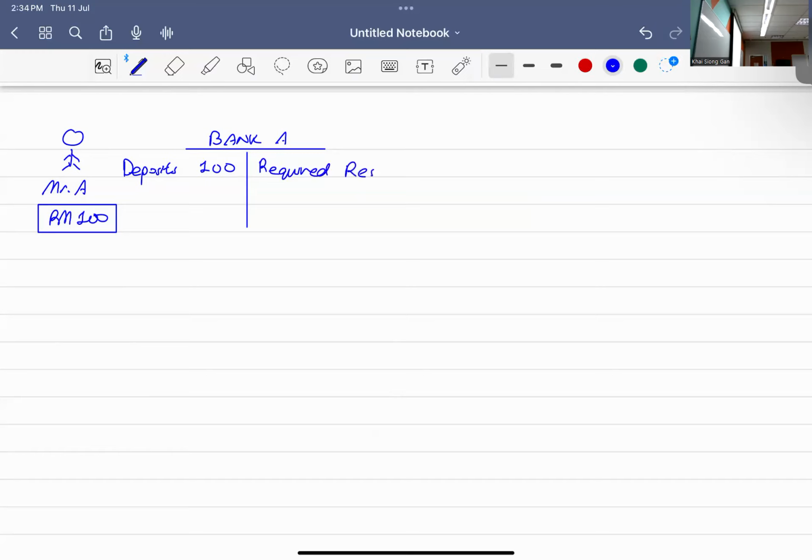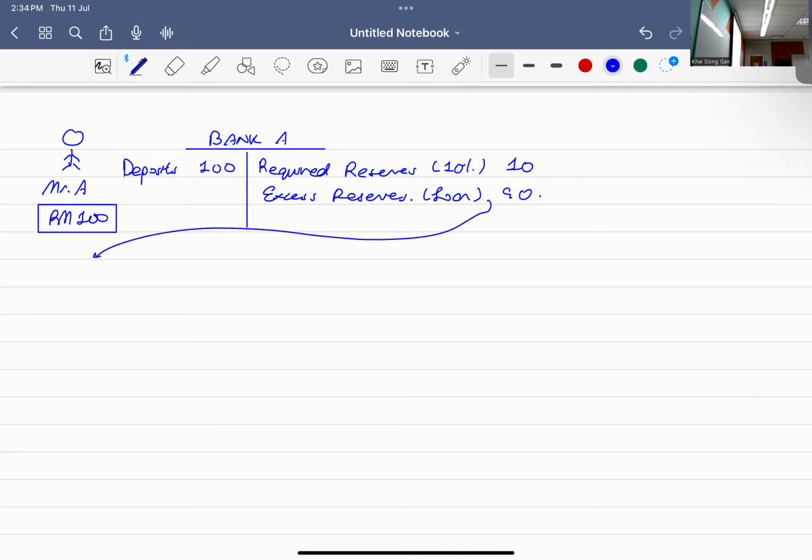Let's say the central bank sets the required reserve at 10%. A 10% required reserve means that of the 100 ringgit, 10% must be kept. How much? 10 ringgit must be kept. The rest is what we call the excess reserve, which means you can lend it to people. It can be used as a loan, the 90 ringgit. So bank A can loan out this 90 ringgit to Mr. B.